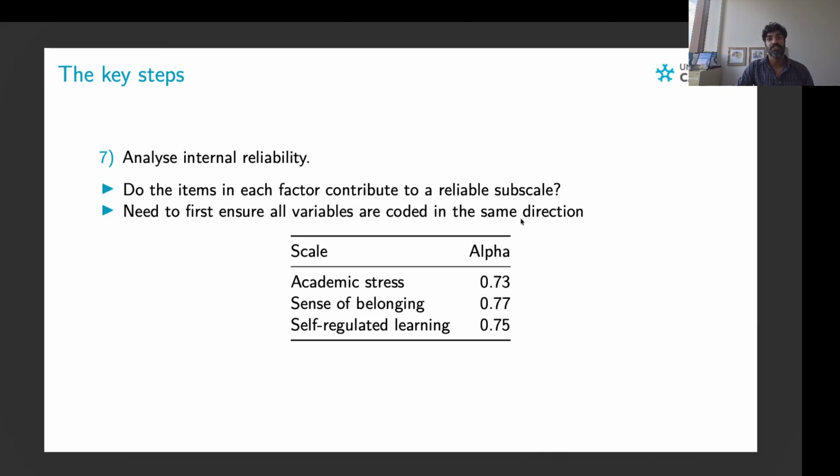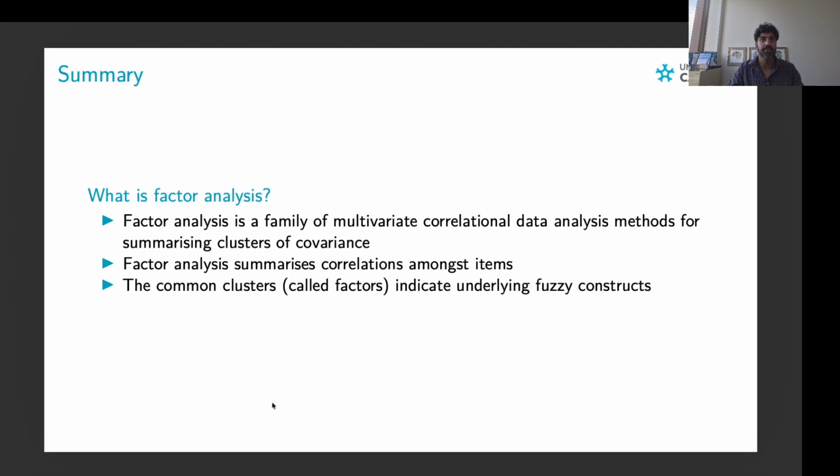And then we analyze the internal reliability. Do the items in each factor contribute to a reliable subscale? We need to ensure all variables are coded in the same direction. So we can calculate our alpha values and look at, does academic stress, do all the items reliably measure what we think they measure? Same with sense of belonging and self-regulated learning. And we'll come back to this in the next lecture about talking about reliability and scales.